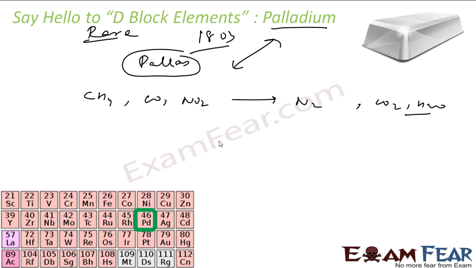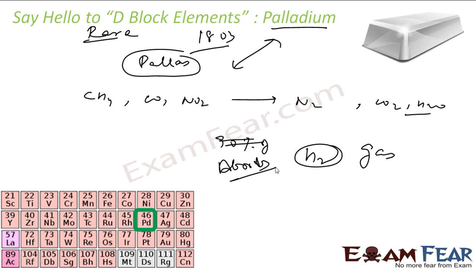Also, it absorbs 900 times more than its volume of hydrogen. It absorbs hydrogen gas. Since it absorbs a lot of hydrogen gas, 1 liter of palladium can actually absorb 900 liters of hydrogen. So it is a potential storage for hydrogen in the future.